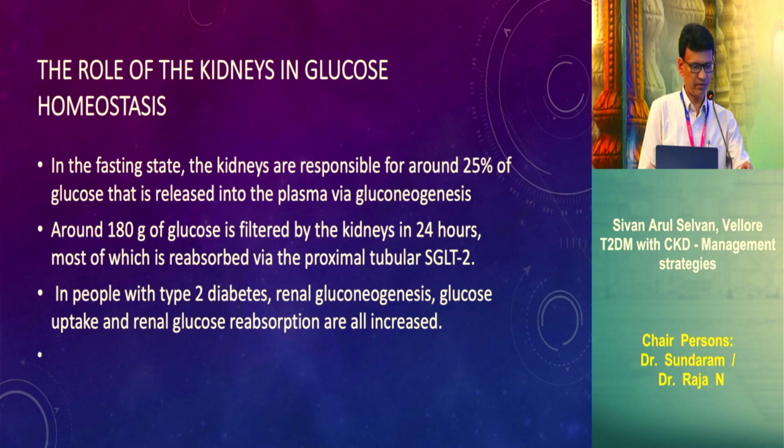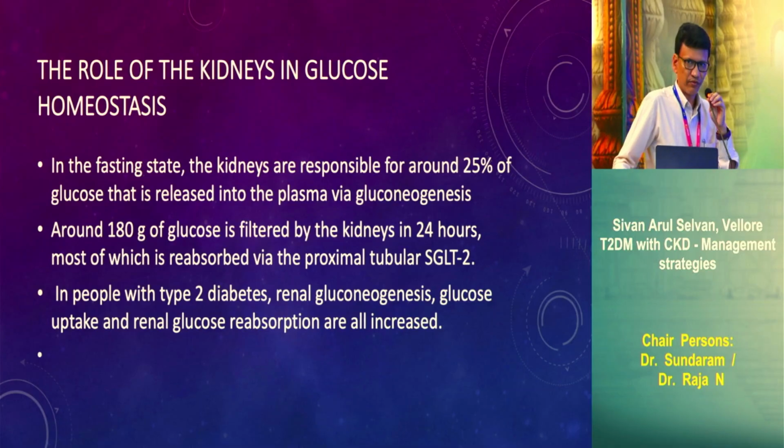So what is the role of kidneys in glucose metabolism? In gluconeogenesis, the main contributor is the liver, 70% comes from the liver, but the kidneys also contribute around 25% of gluconeogenesis to control the fasting glucose. And as you all know from the SGLT2s, 180 grams of glucose is filtered, and most of this is reabsorbed by SGLT2 in the proximal tubules.